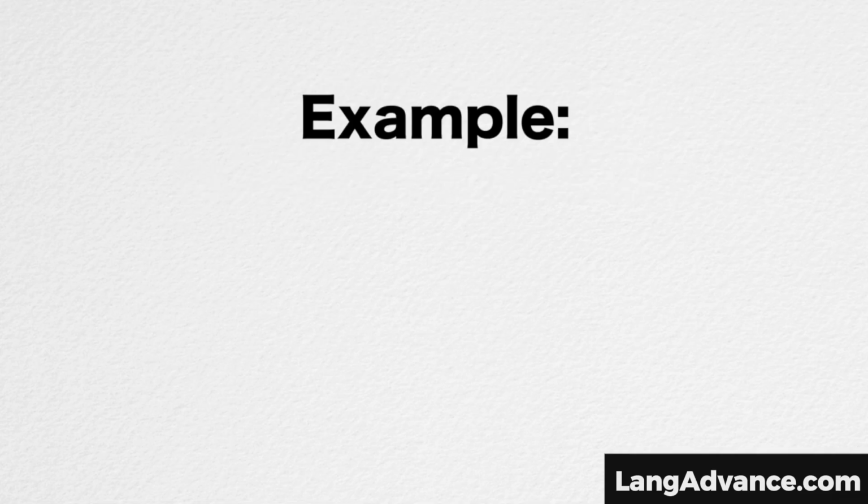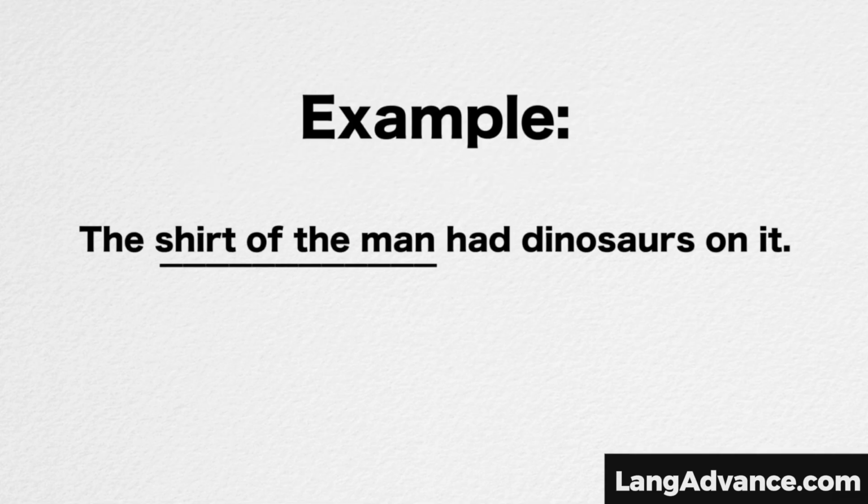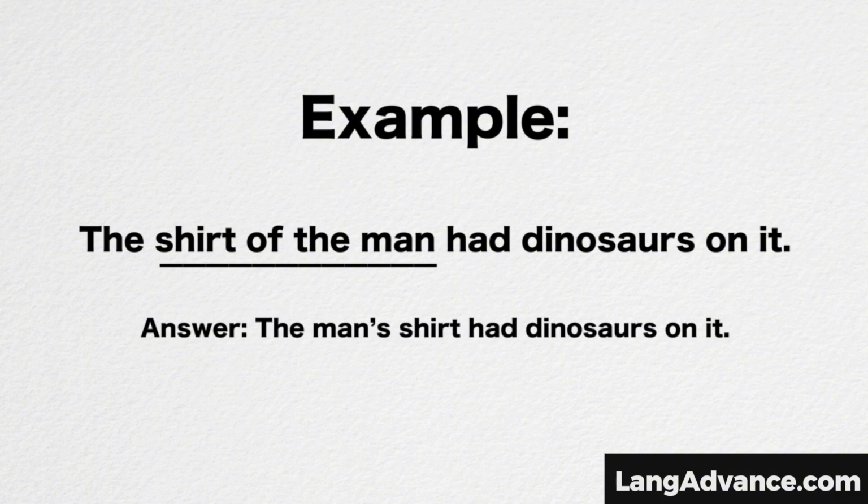Here's an example for you. The shirt of the man had dinosaurs on it. This sentence is incorrect, so I need to correct it using the possessive apostrophe S. The correct answer would be, the man's shirt had dinosaurs on it.